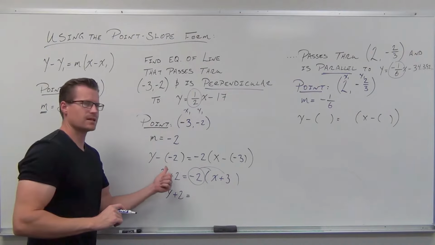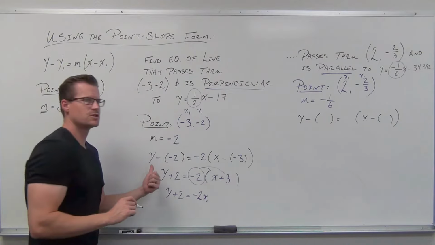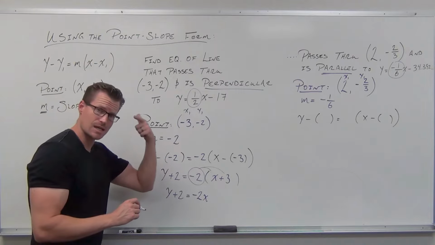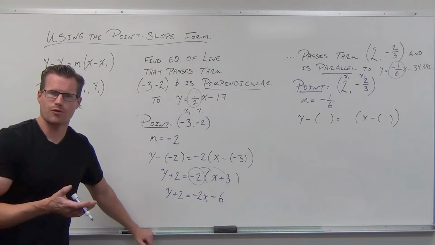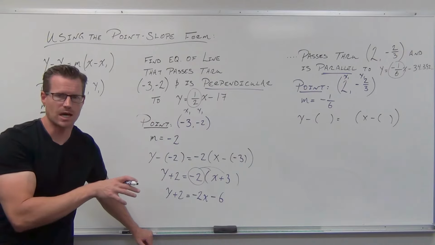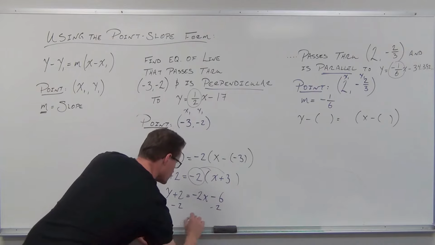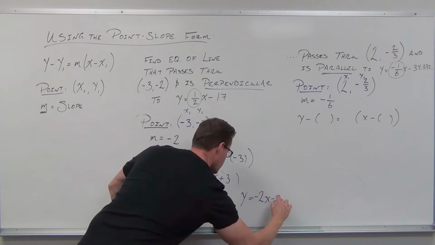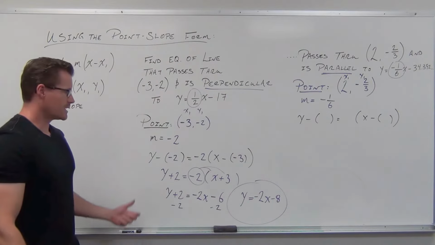On the right hand side, let's see, -2 times x, -2x. -2 times +3, negative to positive, negative. I say negative, I write minus. And then last step, I want you solving for y because that's a very easy form of a line to graph. y equals negative 2x minus 8.